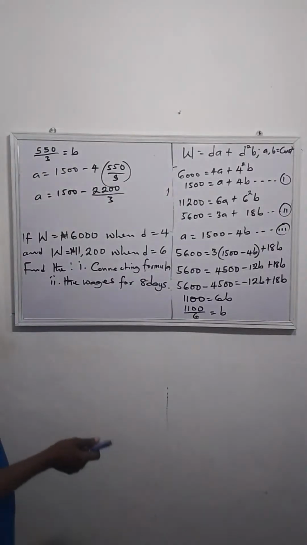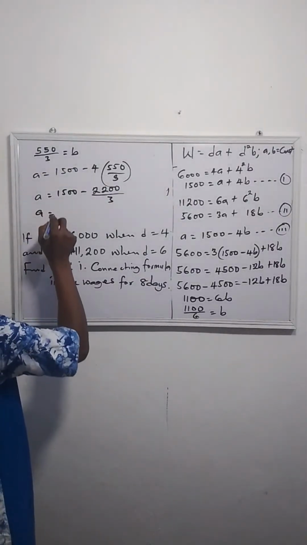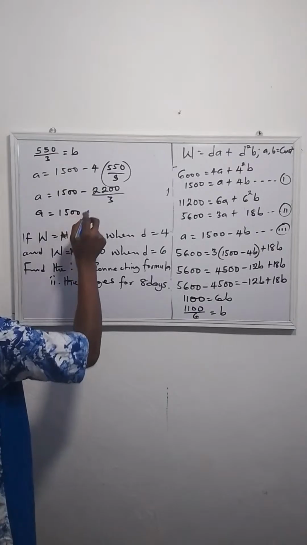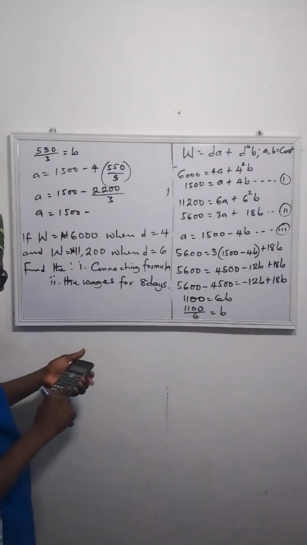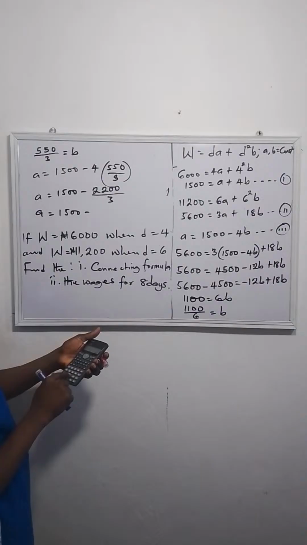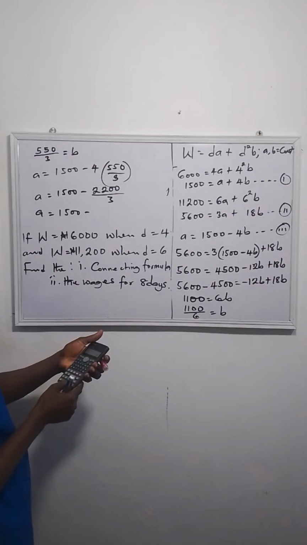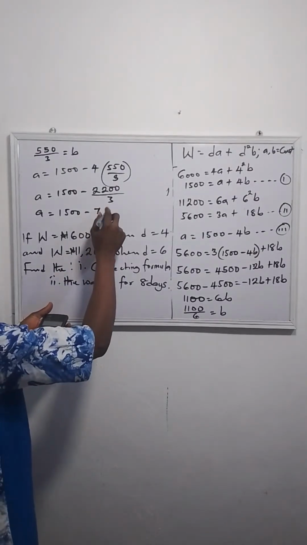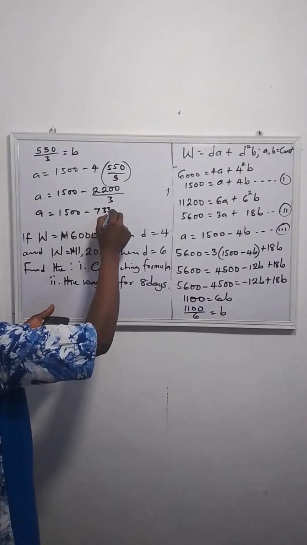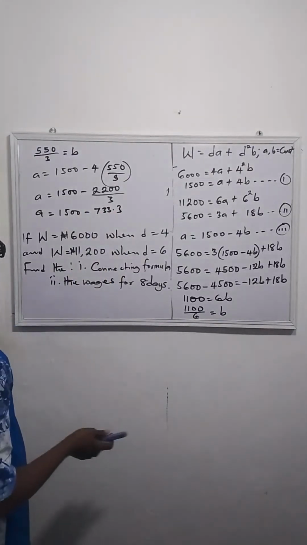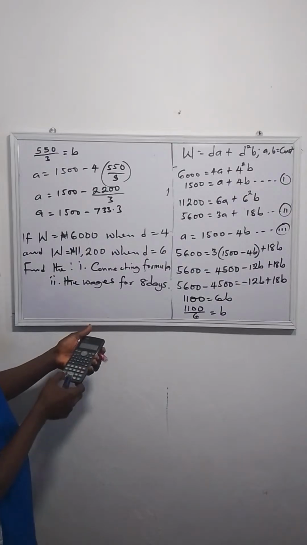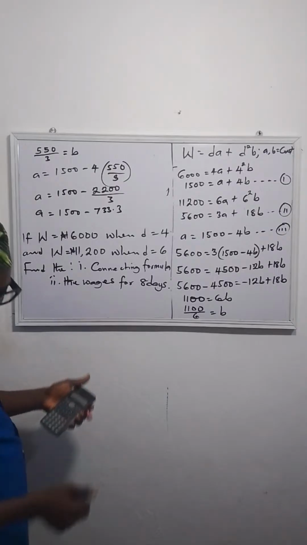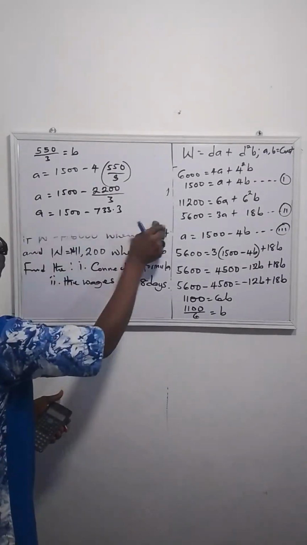And so what's the next thing? So let's get A. So 1500 minus. So what do we have when we divide it? Divide by 3. So we have 733.3. So now we can remove that from 1500. So when you do that, so what do you have?